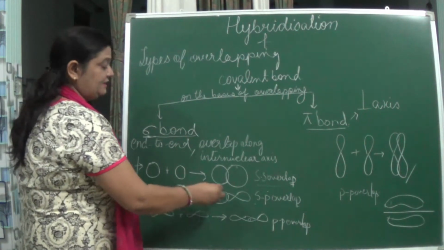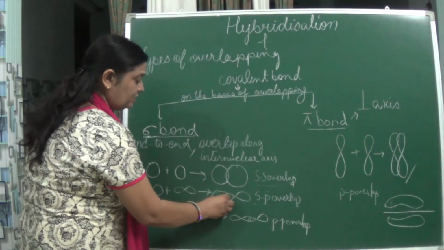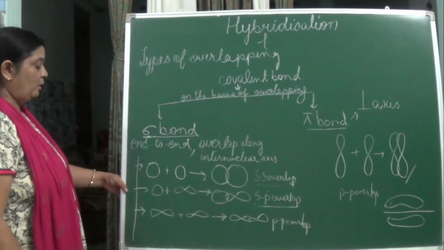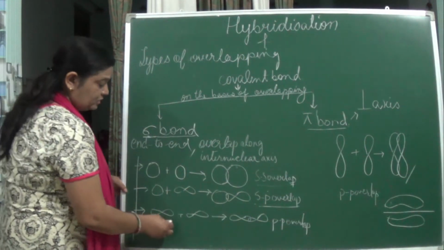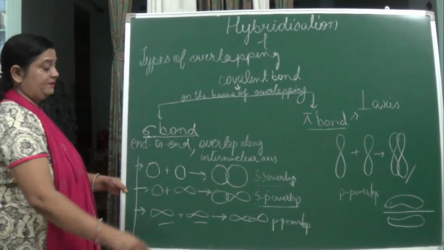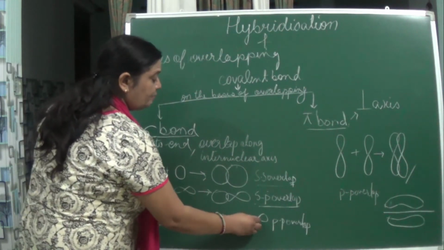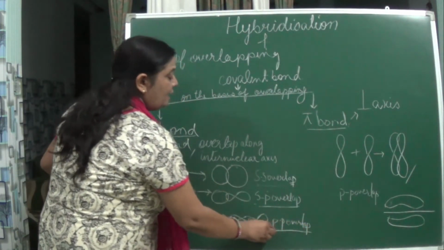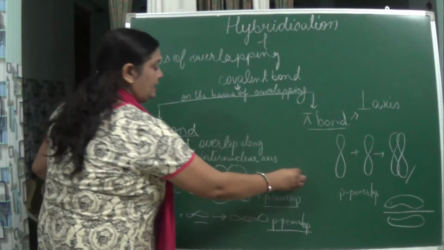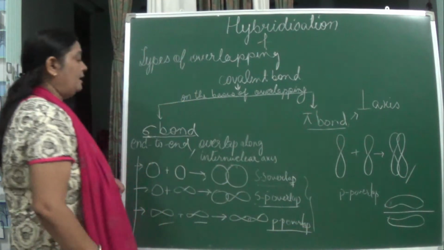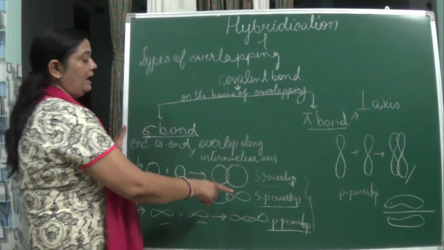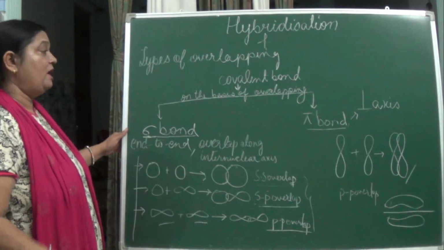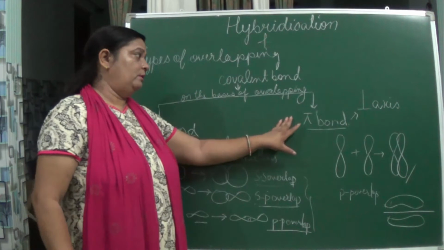So what happens here when there is overlapping around the internuclear axis? We say it is SP overlap. And when we are talking about this, both are dumbbell shape, so P orbitals, isn't it? When they are overlapping end to end around the internuclear axis, it is called PP overlap. So these are the three types of sigma overlap: SS overlap, SP overlap and PP overlap, and these are all sigma bonds. Now coming to the pi bond.